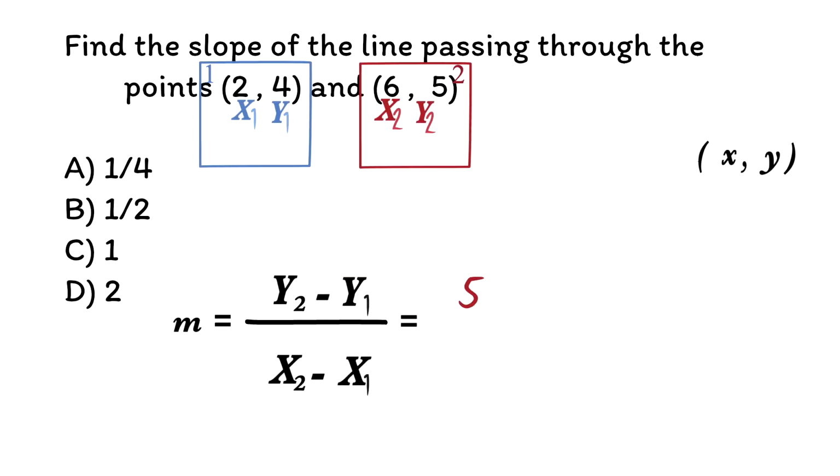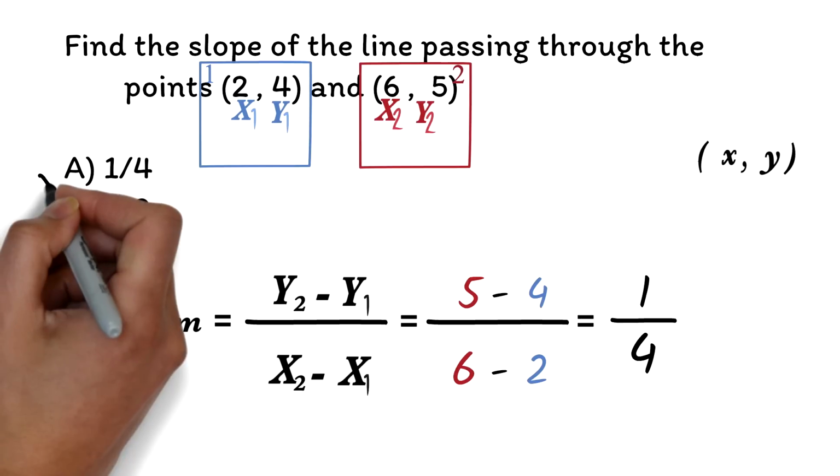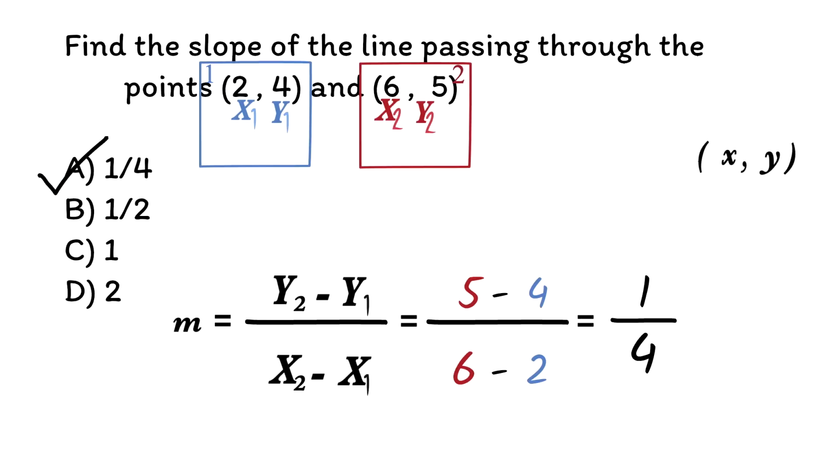We have 5, which is y2, minus 4, which is y1, divided by 6, which is x2, minus 2, which is x1. We simplify. 5 minus 4 is 1, over 6 minus 2, which is 4. So the slope is 1 over 4. The correct answer is A, 1 over 4.